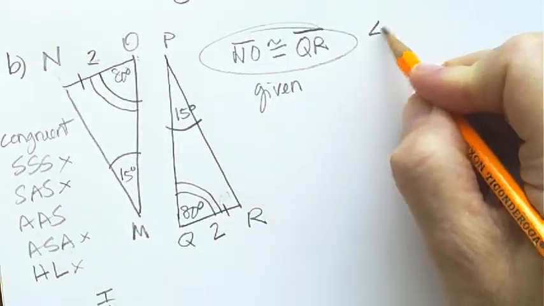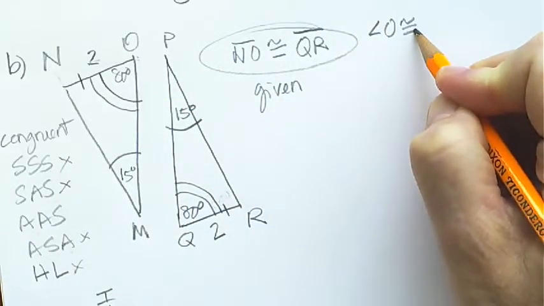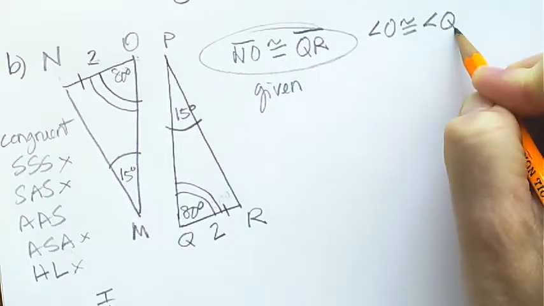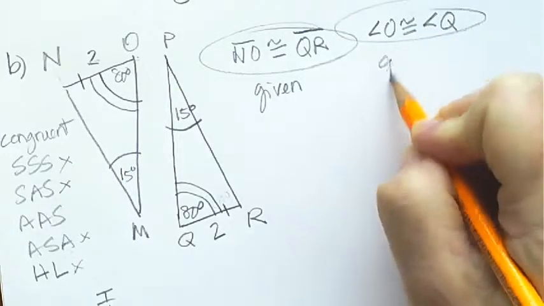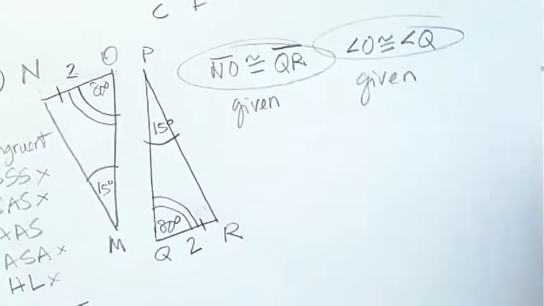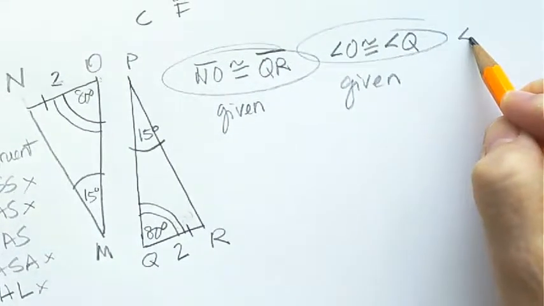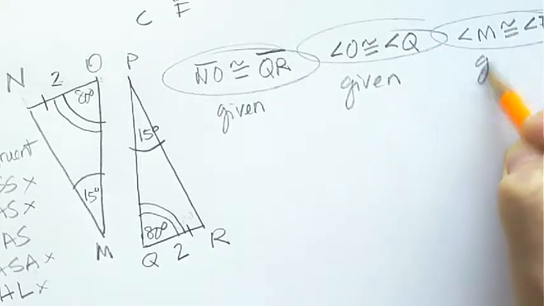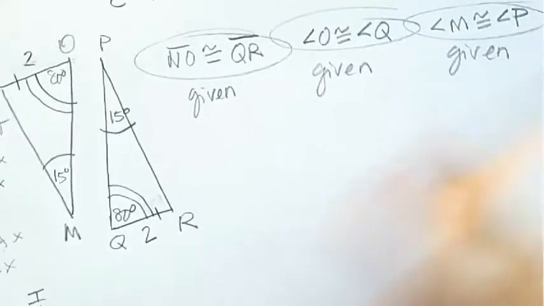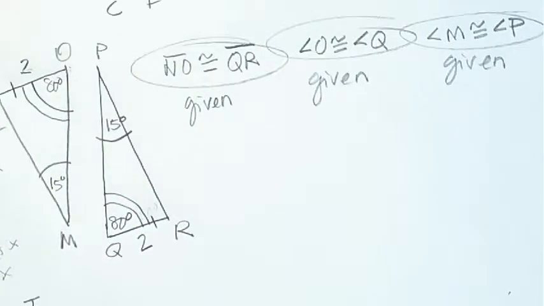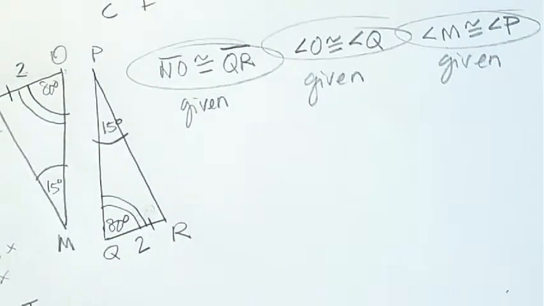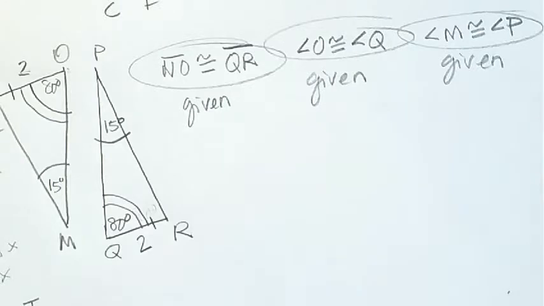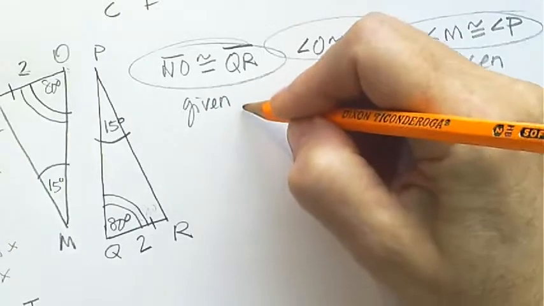We also know that angle O is congruent to angle Q. That was also given. And we know that angle M is congruent to angle P. So this is the most basic flow chart that you might have to do. We might see this on the semester exam, and I won't see that until probably a week before the exam, so it wouldn't hurt if we review it.